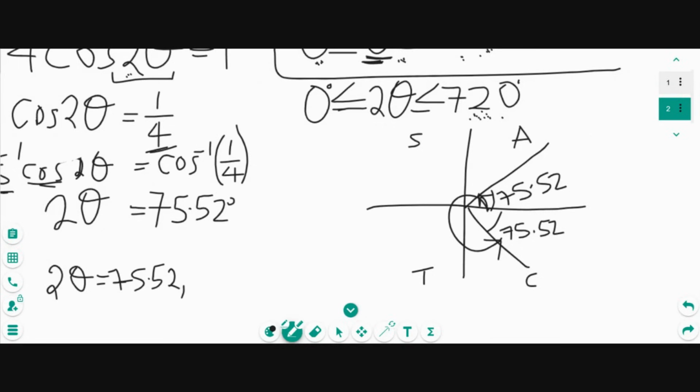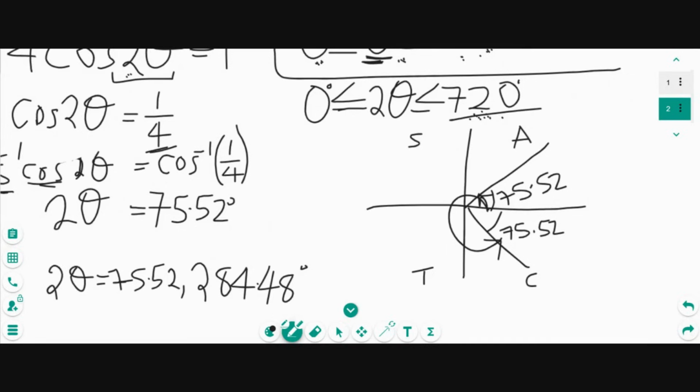The other one is, you take 360 minus 75. I hope you know why we are taking that. And we are having 284.48 degrees. Now, our range, look at our range.